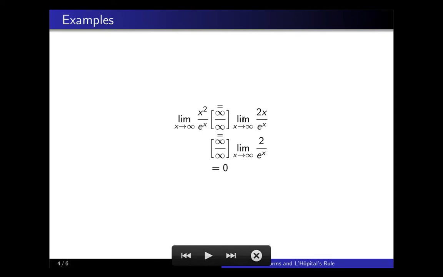So when we do that, we take our derivative of the numerator divided by our derivative of the denominator. So we get the limit as x goes towards infinity of 2x all divided by e to the x. Well, this is still of the infinity over infinity type because the numerator is still going to infinity, the denominator is still going to infinity. We take derivatives again, and we get the limit as x goes to infinity of 2 over e to the x, which is going to be 0.